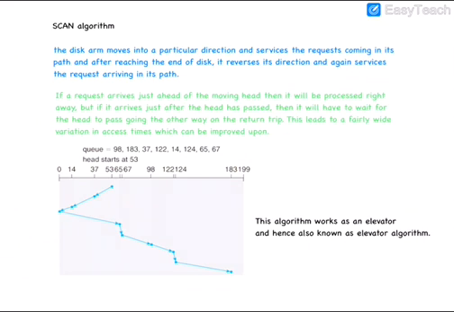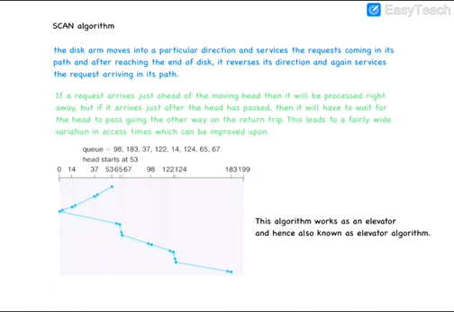Okay, so the next algorithm we will be discussing is the scan algorithm for disk scheduling. In the scan algorithm, the disk arm will move in a particular direction, service the requests coming in its path, and after reaching the end of the disk it reverses its direction and again services the requests. That is, supposing that we are at starting position 53 and the disk arm is moving in this direction, then all the requests in this direction will be serviced first till the end, then our disk arm will move in the reverse direction, serving all the requests in that direction.